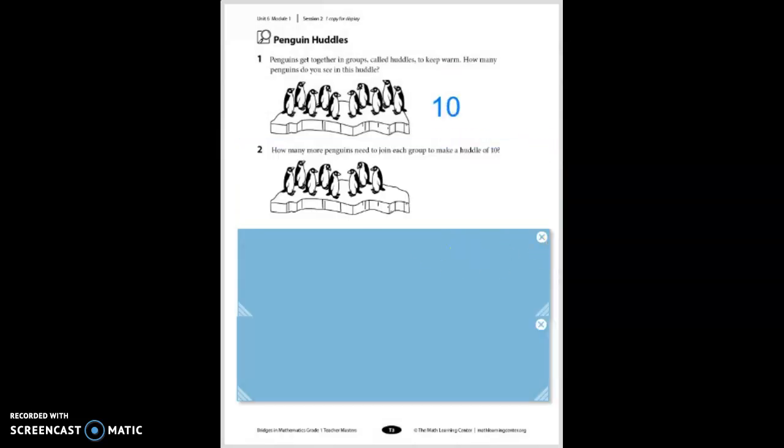So let's see what happens when we have to find out how many more penguins need to join each group to make the huddle of 10. So first, I think we need to count how many are right here. So how many do you notice are right here? Let's check it out. 1, 2, 3, 4, 5, 6, 7, 8 penguins.